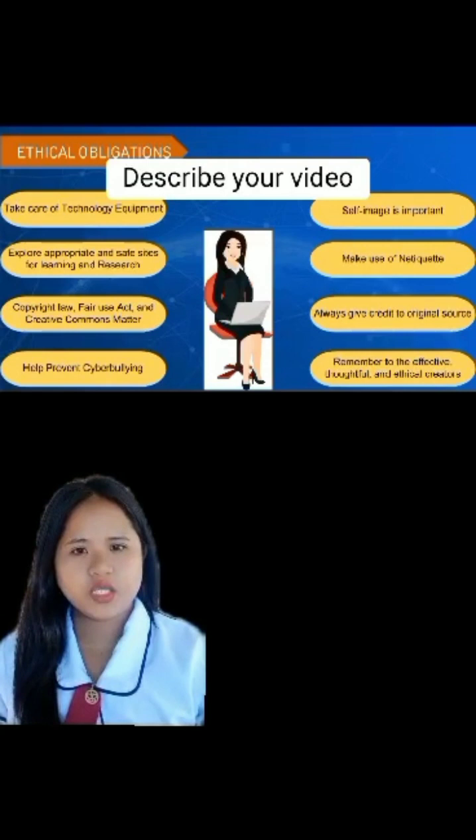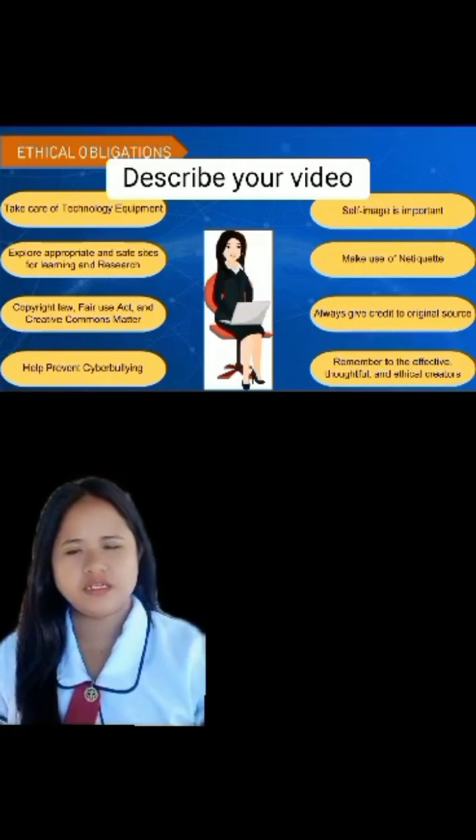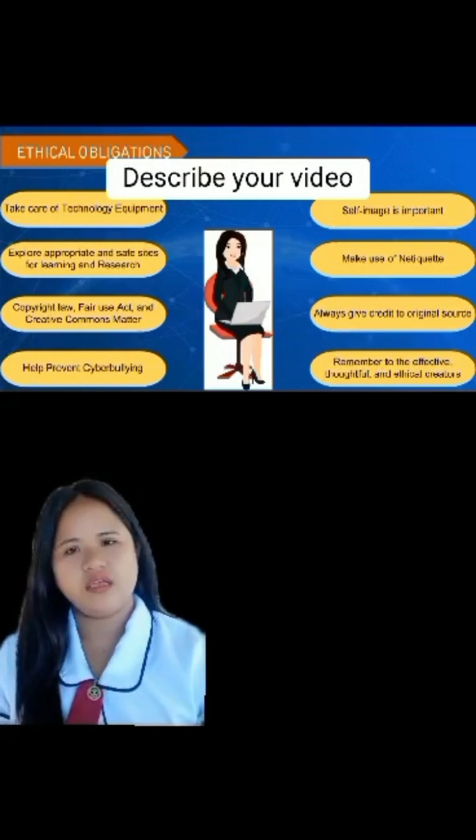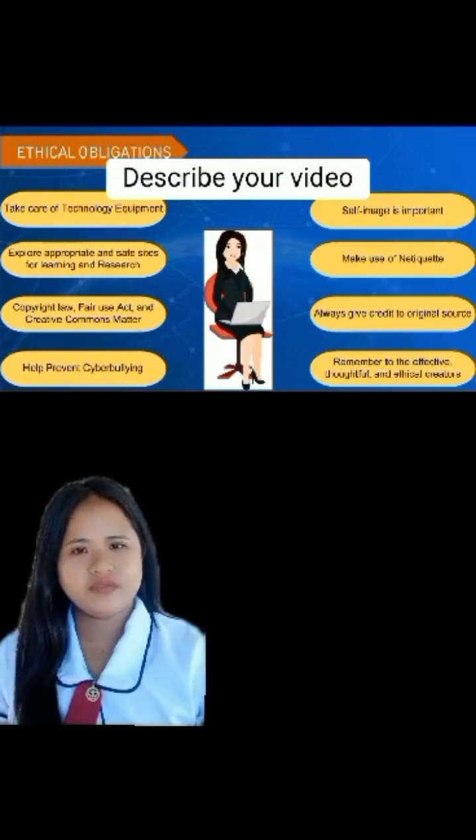Next is make use of netiquette. When we say netiquette, it is the conduct or rules that you observe in the internet world. One must know and understand those netiquette rules so that it will avoid any chaos on social media platforms.